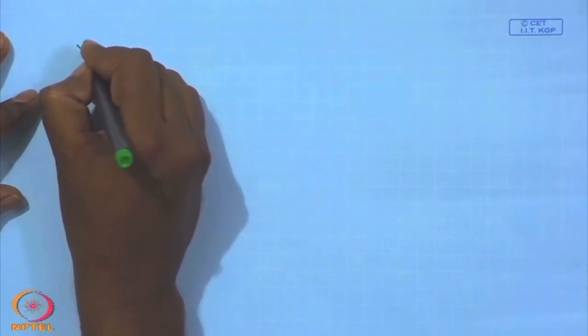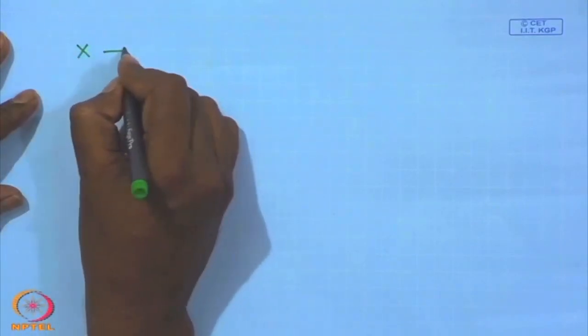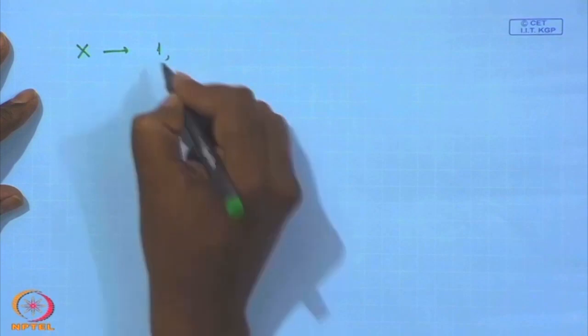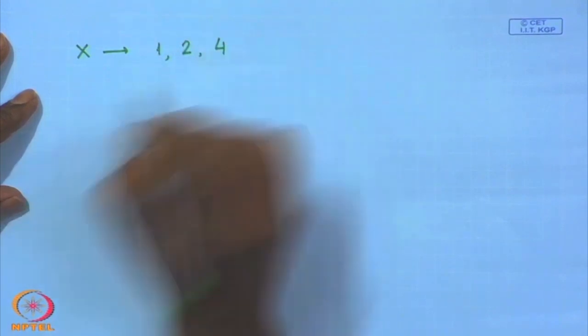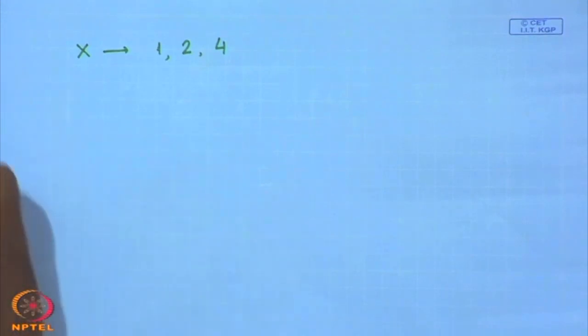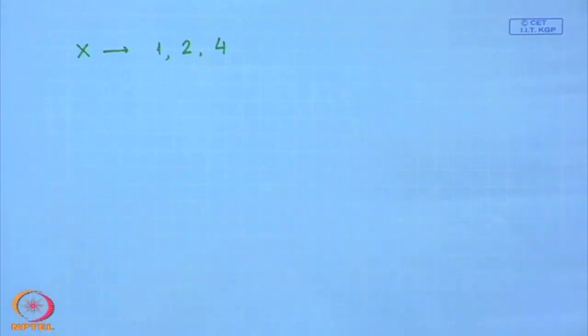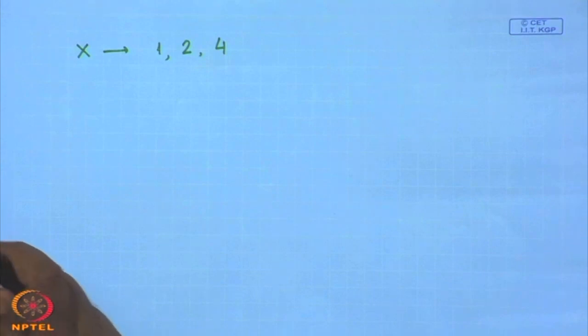So, let us take the same example of 3 samples. I have this scalar variable x having a sample at location 1, a sample at location 2 and a sample at location 4, right. So, what I will do is, I will first use this rectangular window and see how this probability density can be estimated using the rectangular window.